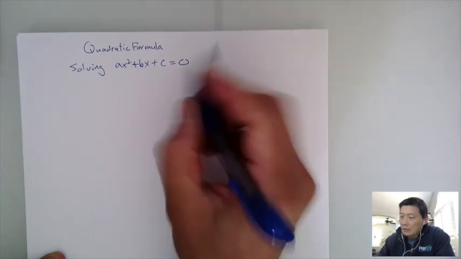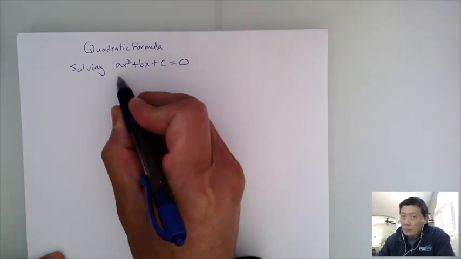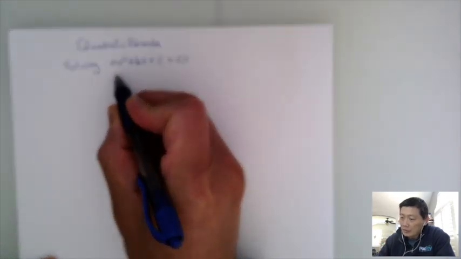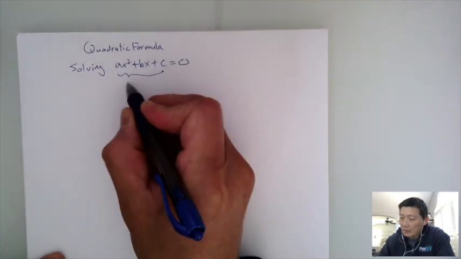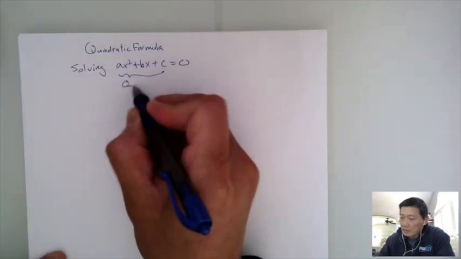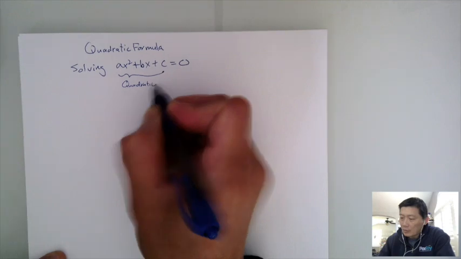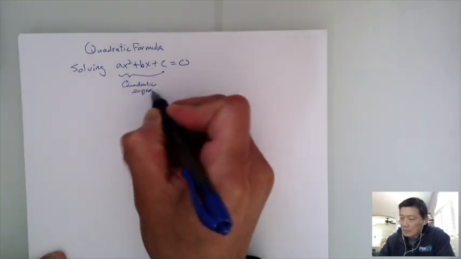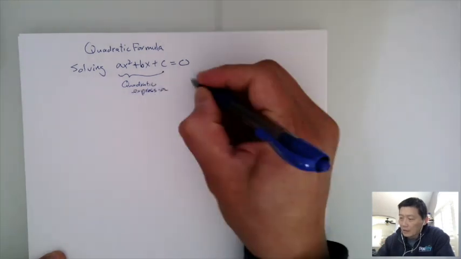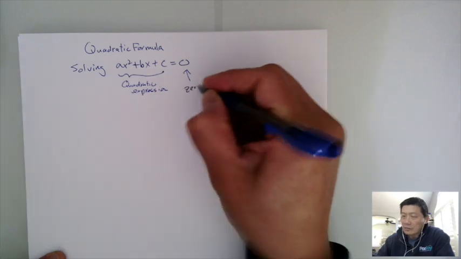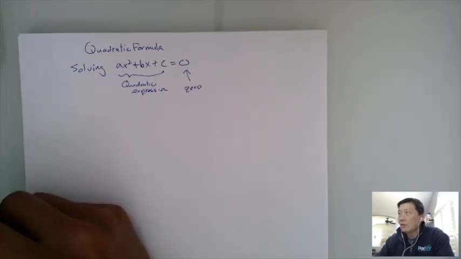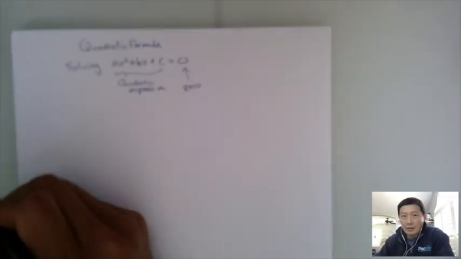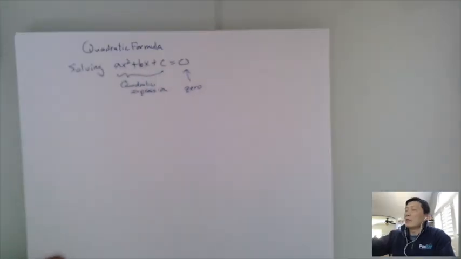Okay, and so the criteria for solving this equation is that on one side this has to be a quadratic expression, and on the other side it has to be 0. That's the criteria for you to solve the problem.